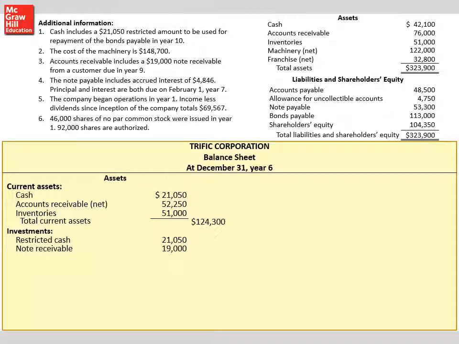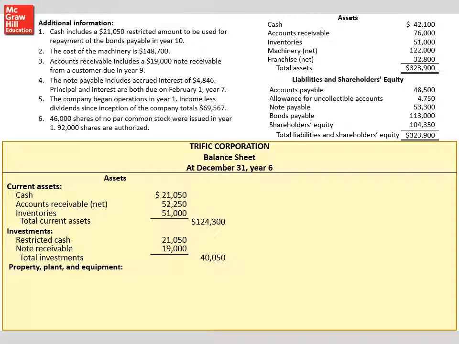The restricted cash, since it's going to pay off a long-term liability, is a long-term investment. Okay, it's paying off the bonds payable in year 10. So that bonds payable is going to be long-term. So the restricted cash is long-term in the investments category. The note receivable is due beyond 1 year. That's a long-term investment as well. So now we've seen some examples of items that would be in the investment category.